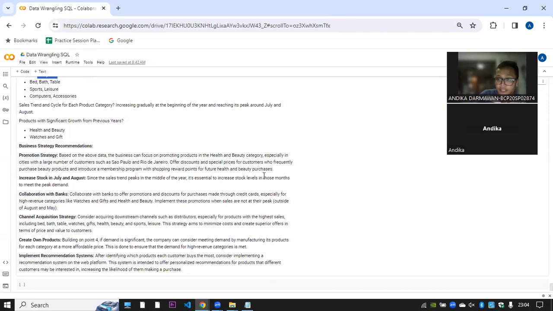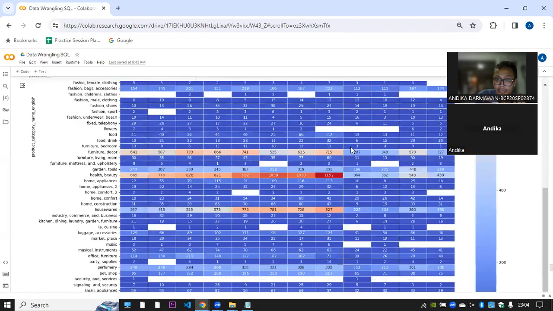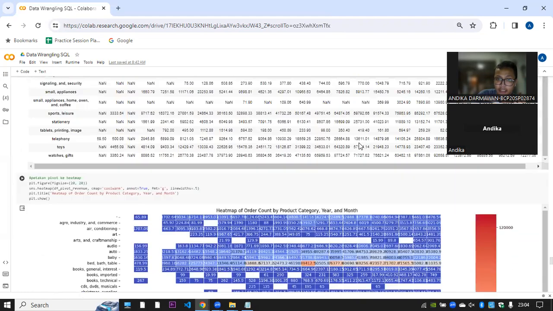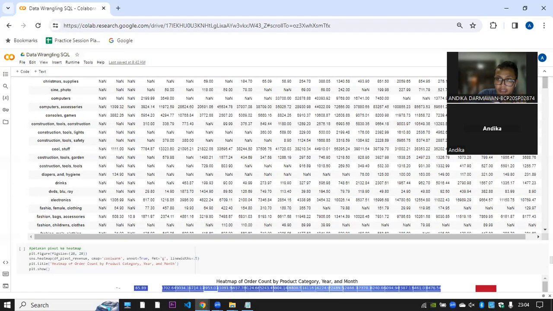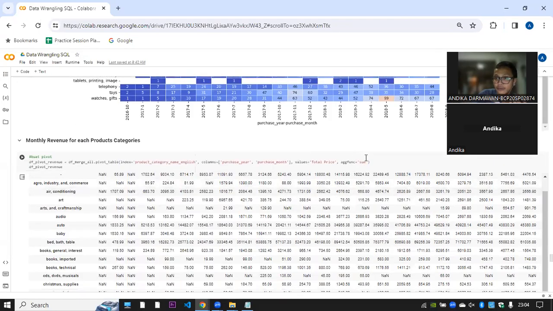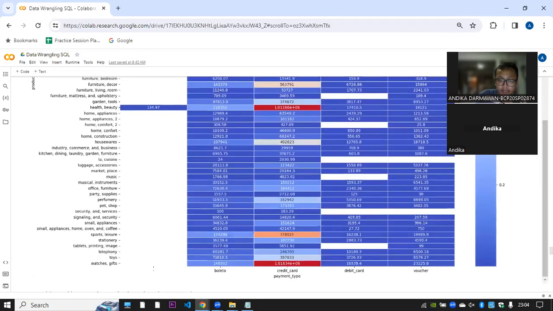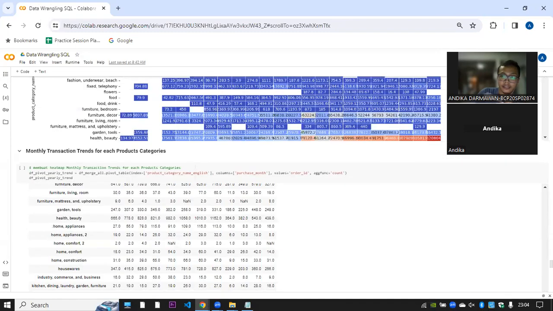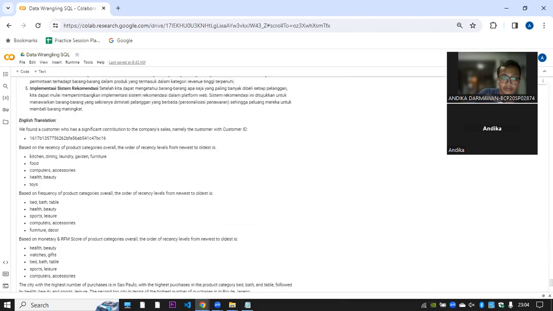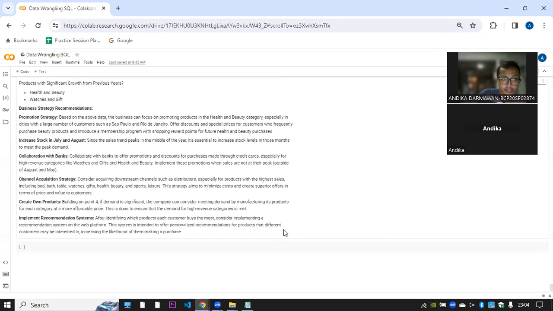we need some promotion strategy. And from additional context, the most used payment channel is credit card, especially for health and beauty and watches and gifts. So the business strategy will be promoting. We need to focus on promoting products in the health and beauty category, with additional watches and gifts.